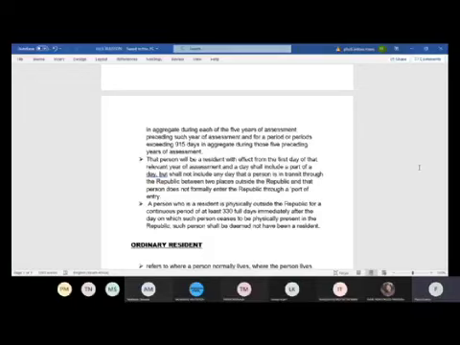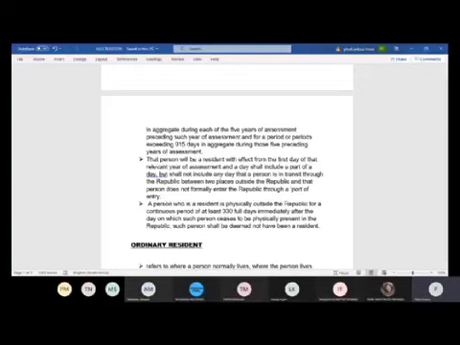Right. But that shall not include any day a person is in transit through the Republic between two places outside the Republic, and that person does not formally enter the Republic through a port of entry. This includes multiple movements. Let's say you're moving from South Africa to New York and New York to the UK. You can't count that day because you've been in transit.